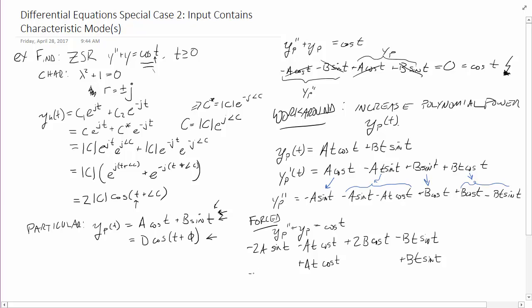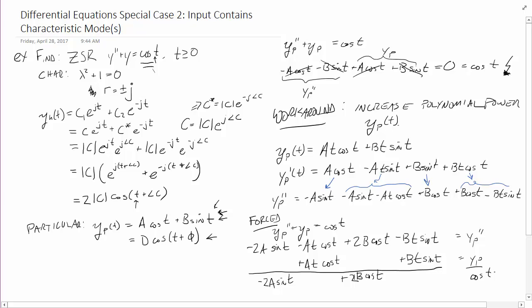So this is, again, yp double prime and that's yp. And so if we add up the right-hand side, that should be cosine of t. And what we get on the left-hand side is minus 2a sine t plus 2b cosine t. Now, you might be worried that we have a sine on the left and a cosine on the left and just a cosine on the right.